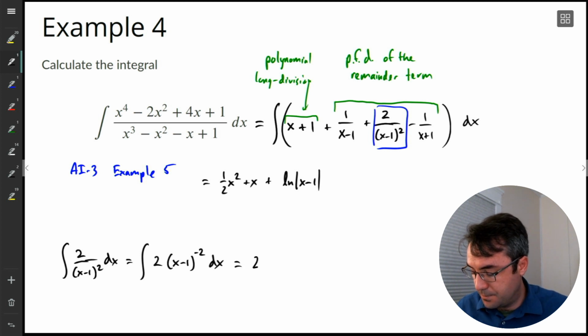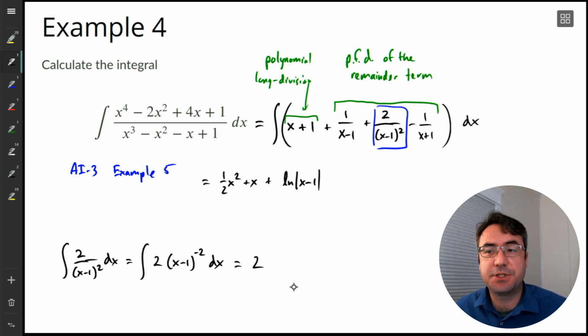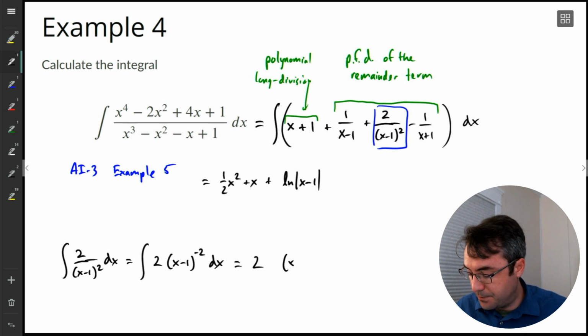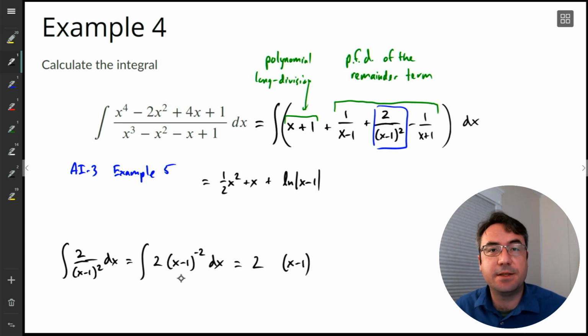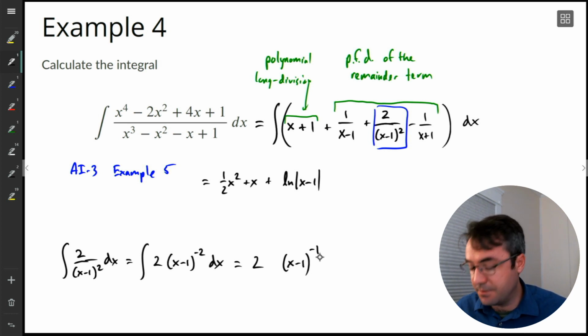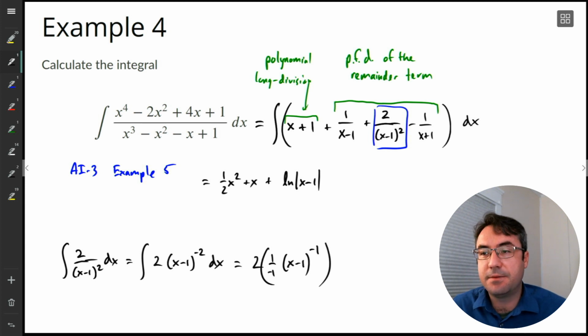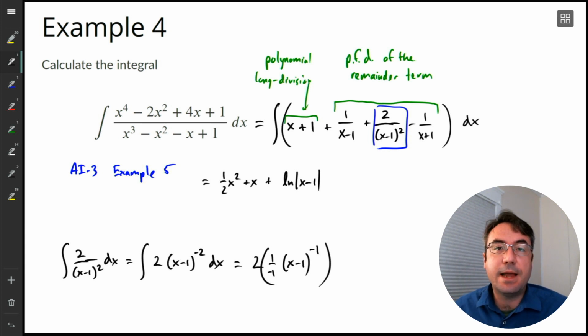So the 2 is a constant multiple, so it just stays in front. We're going to keep the term inside the parentheses exactly the same. Then we're going to add 1 to this exponent, so that's going to take us up to -1. Then we take that new exponent, we flip it, put it in front, and there's our antiderivative. Now, if there was another constant in front of the x here, we would have 1 over that constant in front as well. But we don't.